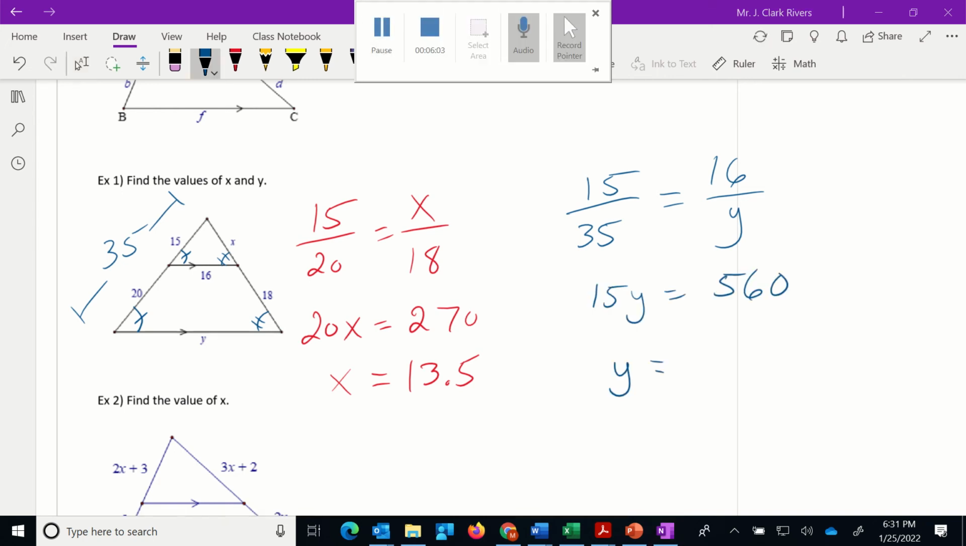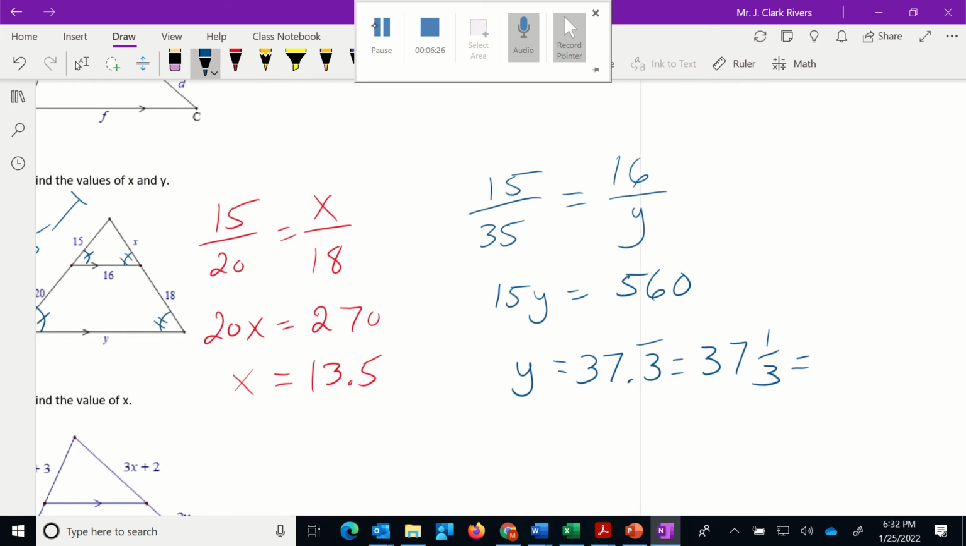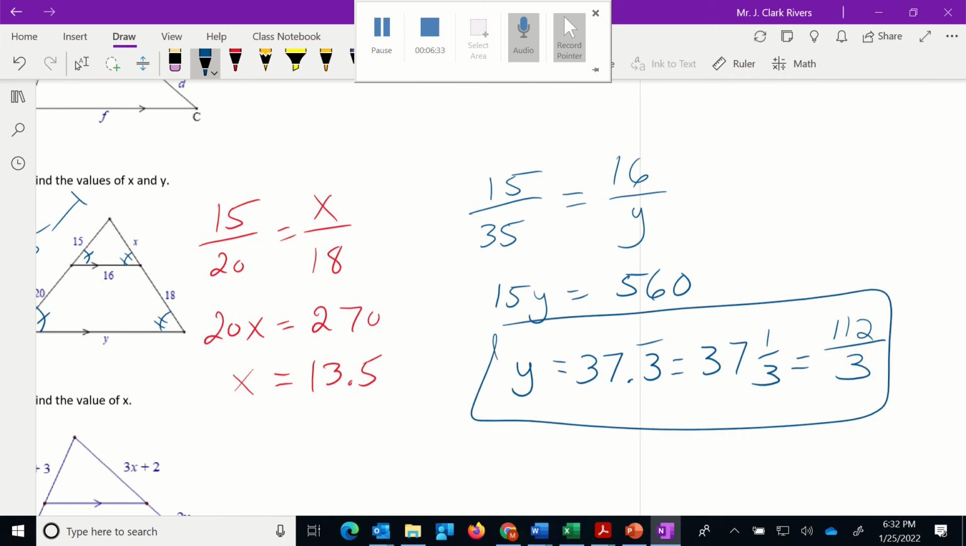It looks like this. 15 times y is 15y. 16 multiplied by 35 is 560. So when you divide this out and you get a decimal, it's 37.3 repeating, which you might say is 37 1/3. Or your calculator can actually convert this to a fraction too. I've shown you how to do that in the past. And we get 112 over 3. So any of those work for y.